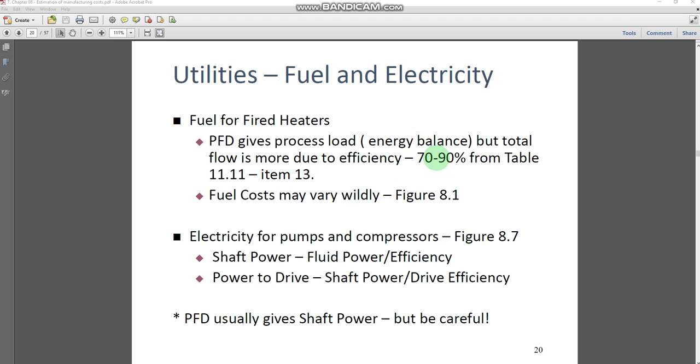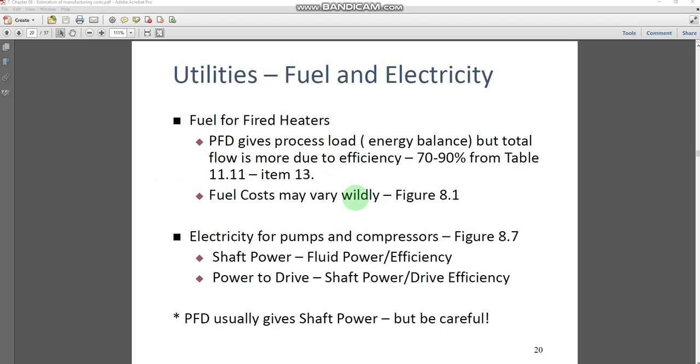Okay, so you have to see the relevant energy conversion and how much is the energy wastage from the process. So you have to consider the relevant percentage and the heuristics for those particular equipments. Okay, so these tables 11.11 will give you the heuristics about the fired heater, and there you would find the efficiency range from 70 to 90%. Okay, now fuel cost may vary widely.